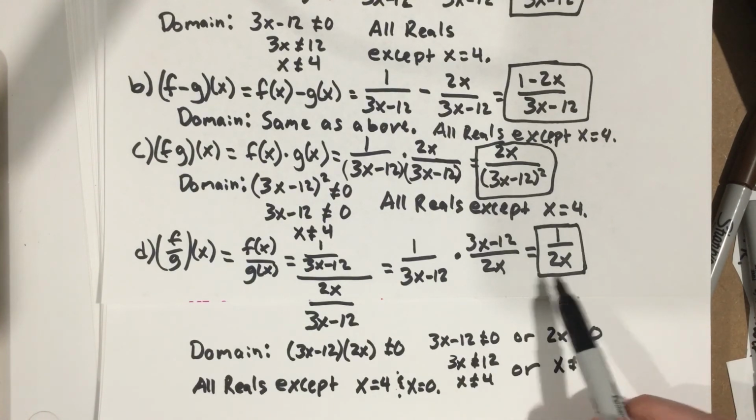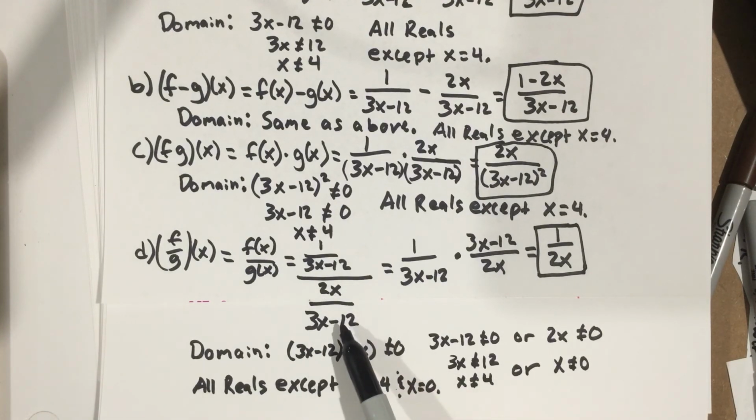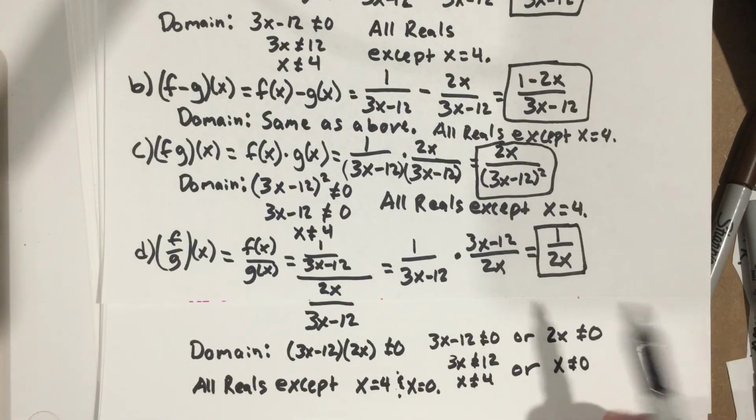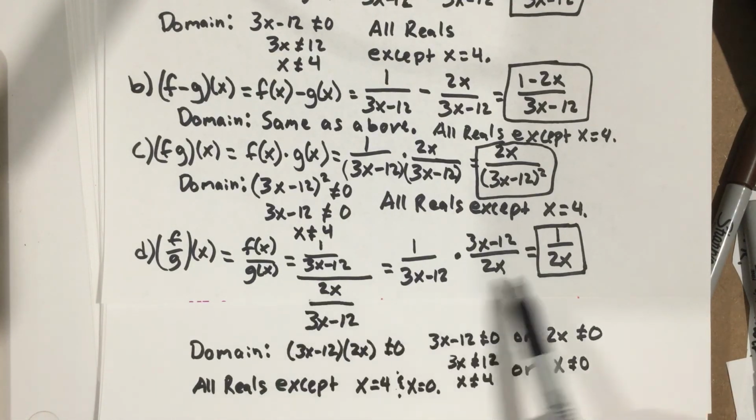But we have to keep in mind we cannot plug in a 4 because on the way there we would have gotten denominators of 0. And then at the very end we can't plug in a 0 because of course 1 divided by 2 times 0 is going to give you 1 over 0, which would also be undefined. So the only way that this function is defined is if it's all reals except for 4 and 0.